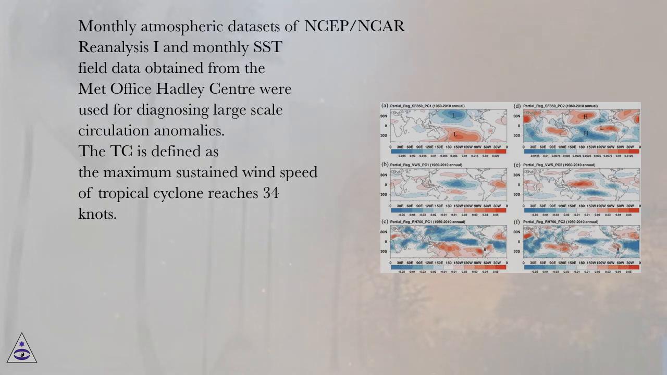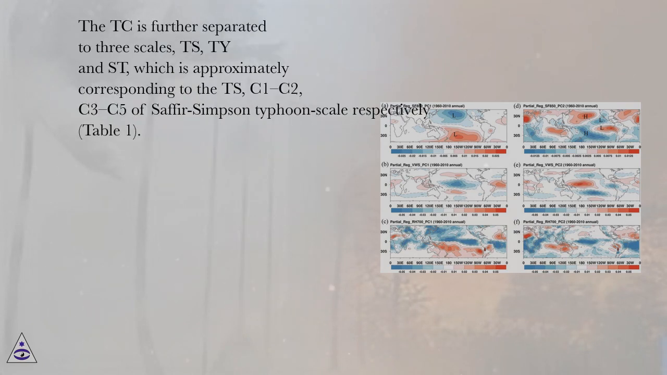Monthly atmospheric datasets of NCEP/NCAR reanalysis I and monthly SST field data obtained from the Met Office Hadley Center were used for diagnosing large-scale circulation anomalies. The TC is defined as the maximum sustained wind speed of tropical cyclone reaching 34 knots. The TC is further separated into 3 scales, TS, TY and SD, which approximately correspond to the TS, C1, C2, C3 to C5 of the Saffir-Simpson typhoon scale respectively, Table 1.